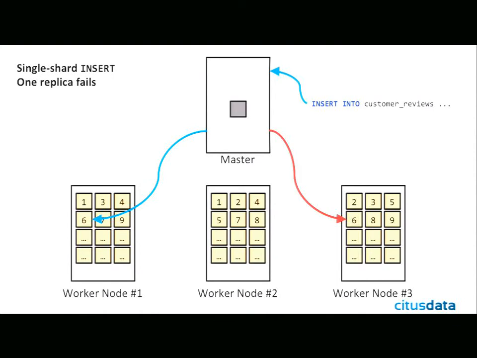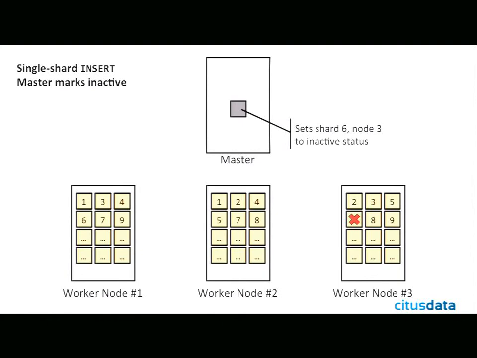Okay, let's take a look at the example where one of those replicas is unavailable. The query comes in, we write to worker node number 1, we fail to write to worker node number 3. The client doesn't know about any of this. To the client, we say we're good. Then we need to do a bit of bookkeeping. We mark this failed write, this particular shard 6 on node 3, as incomplete. That's the bookkeeping we do on the master node. To the client, the query is still successful.